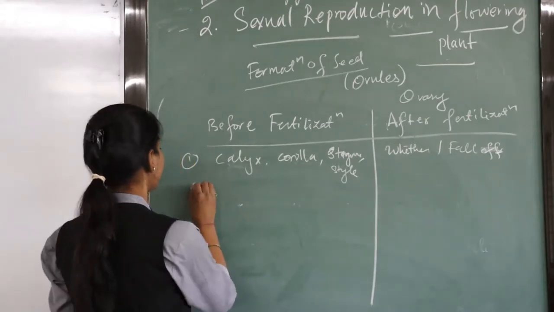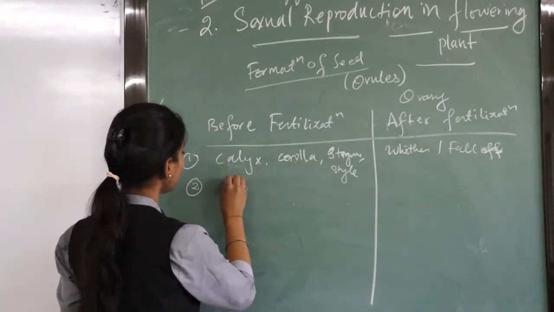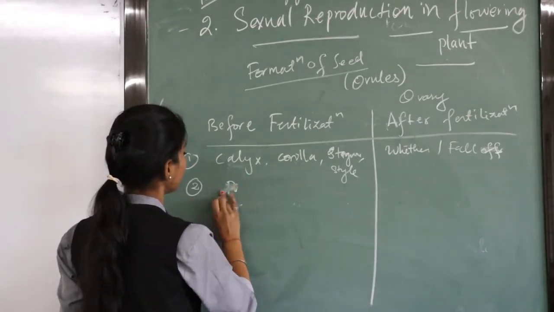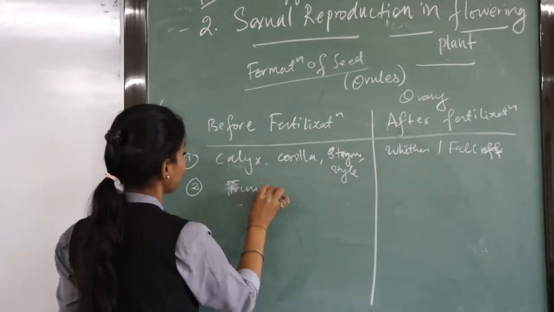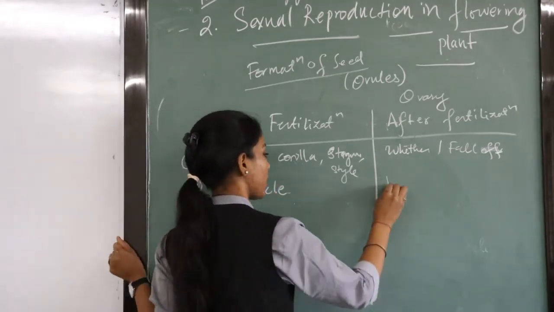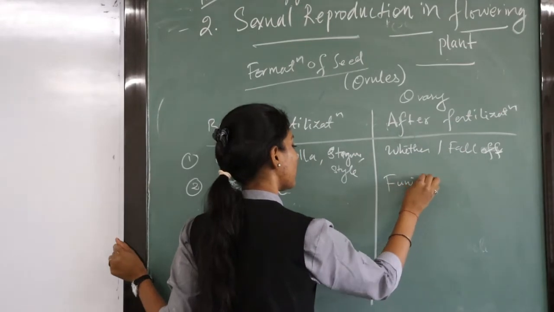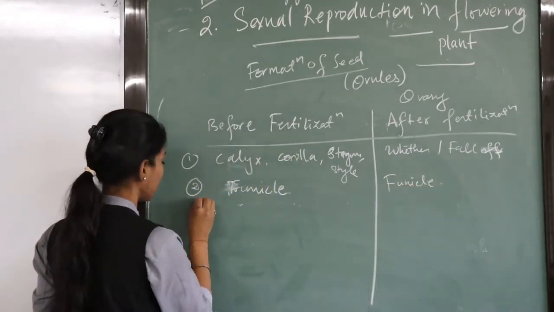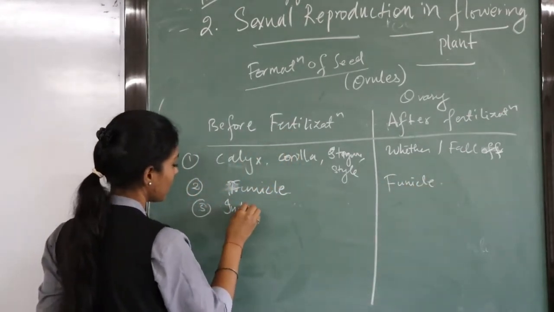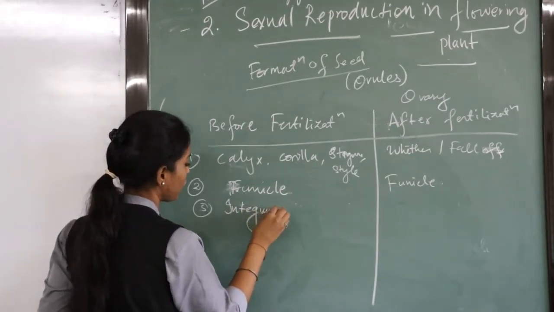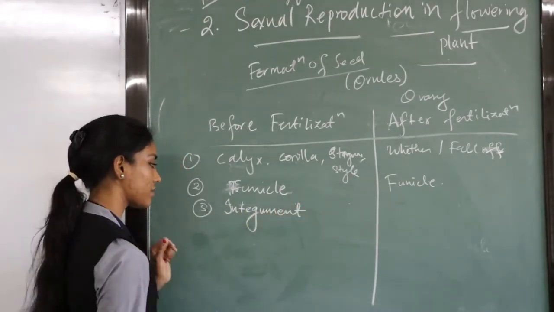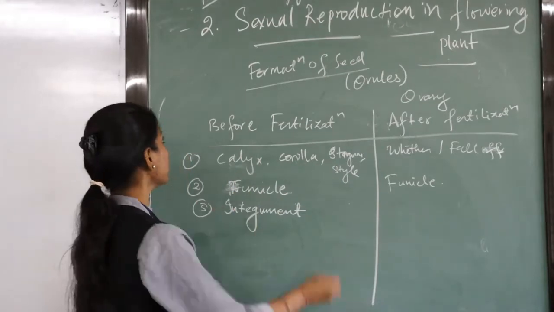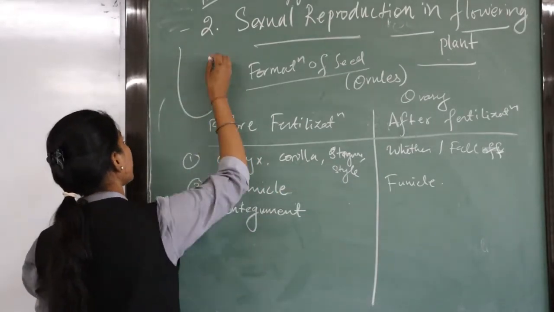Second one, the funicle, we will see, it also remains. Third, we will see the integuments. I hope you remember the integuments, when we saw the structure of ovules, somewhat like this it was.